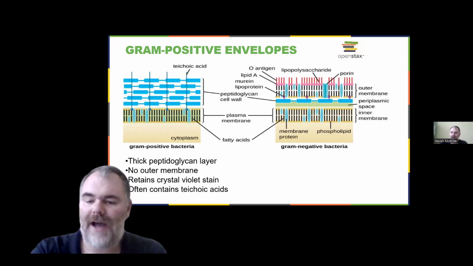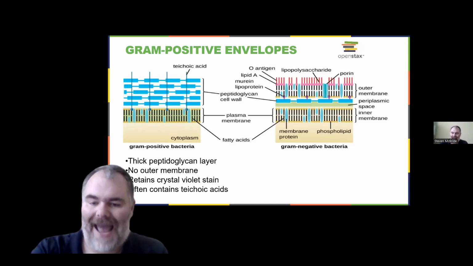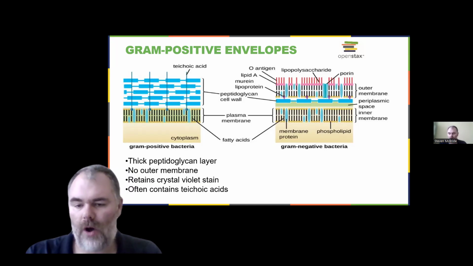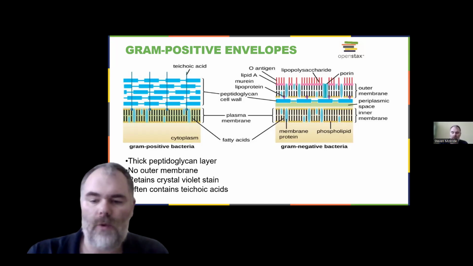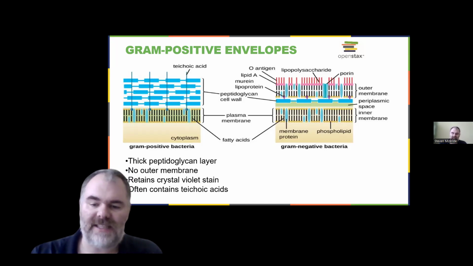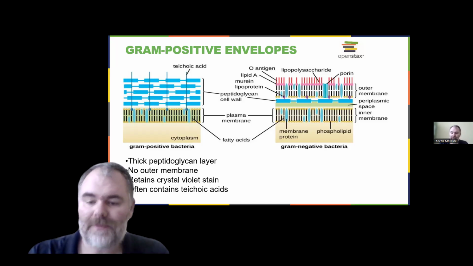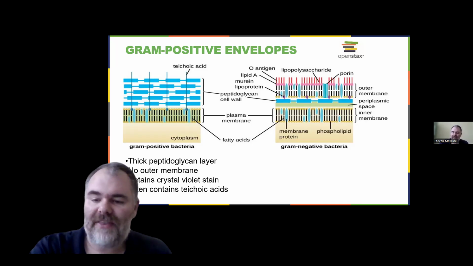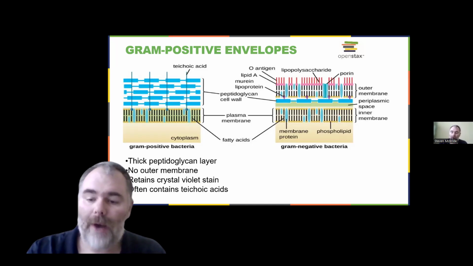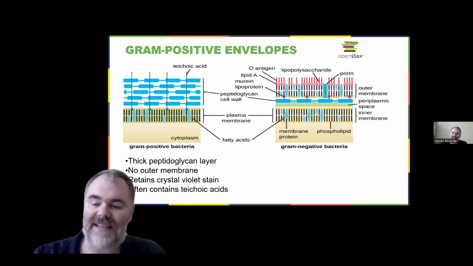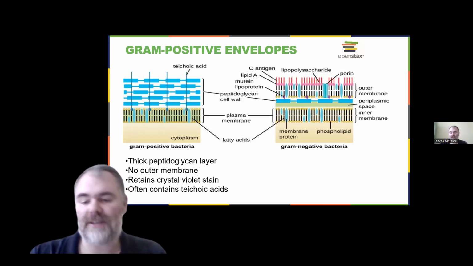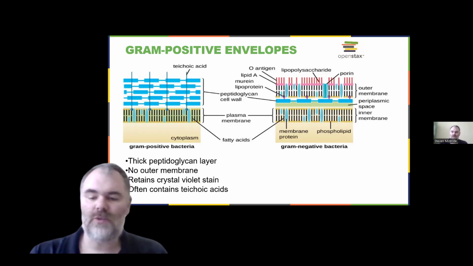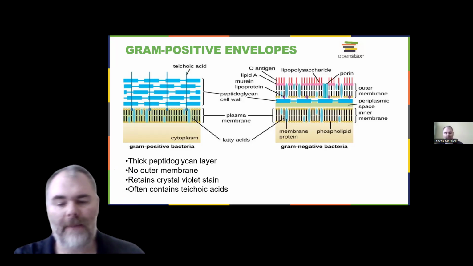Gram-positive bacteria also commonly contain molecules called teichoic acids embedded within the cell wall. These molecules contribute to cell wall stability and may play roles in cell interactions and ion balance. The thick peptidoglycan layer is also important during gram staining. When cells are stained with crystal violet and then treated during the staining process, gram-positive cells retain the crystal violet dye and appear purple under the microscope. This staining difference is one of the most important ways microbiologists classify bacteria.